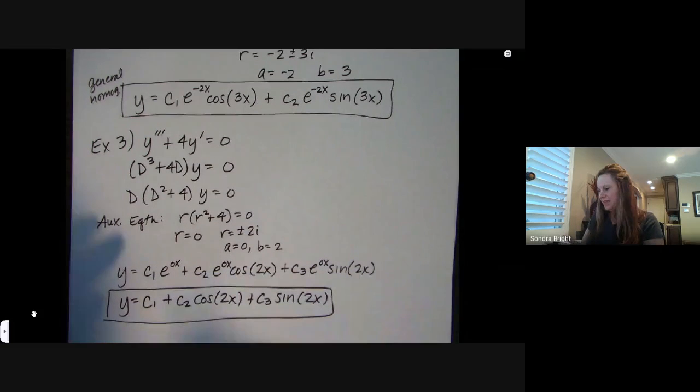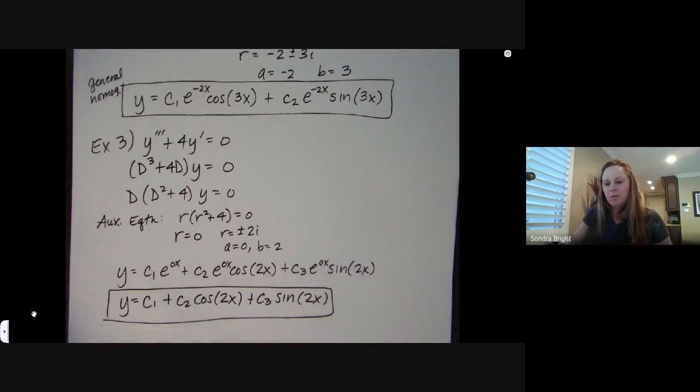All right, that's section 3. Tomorrow we'll talk about what to do with repeated roots.